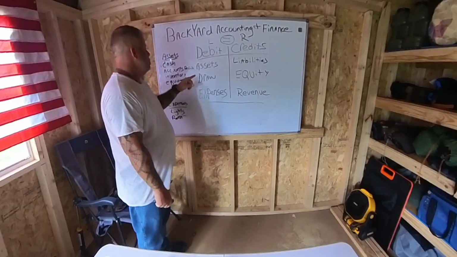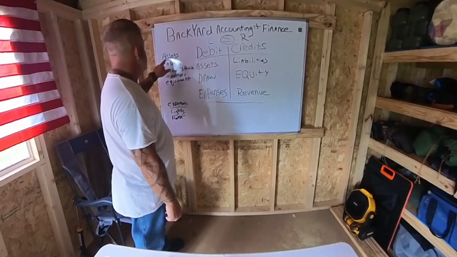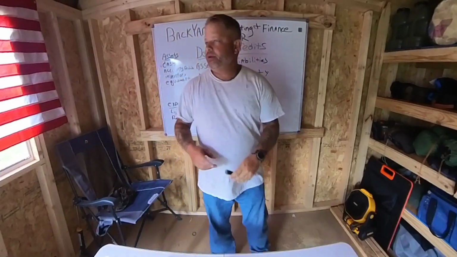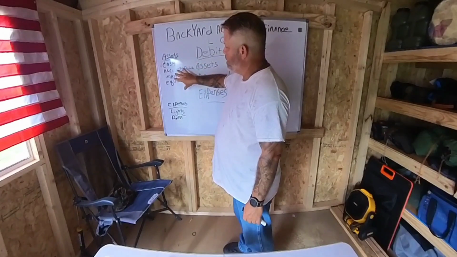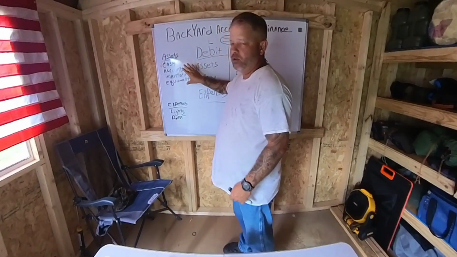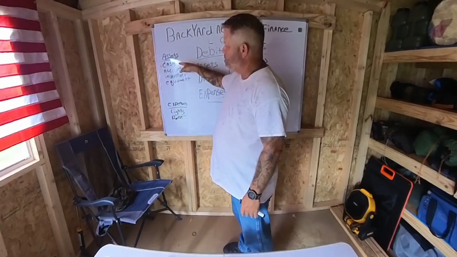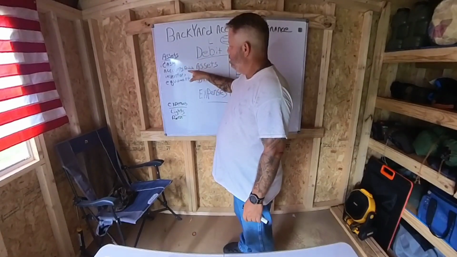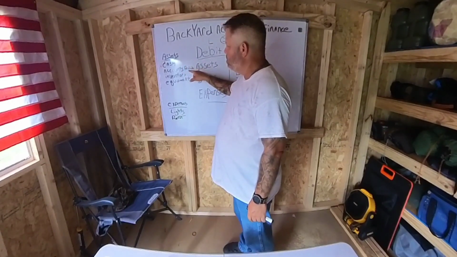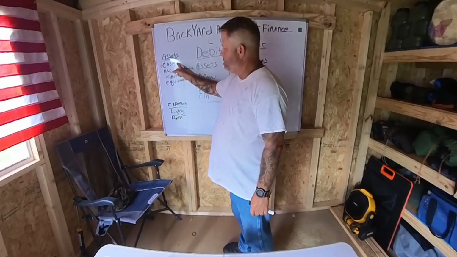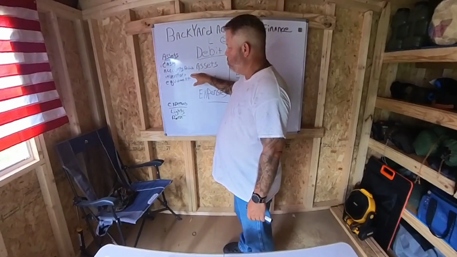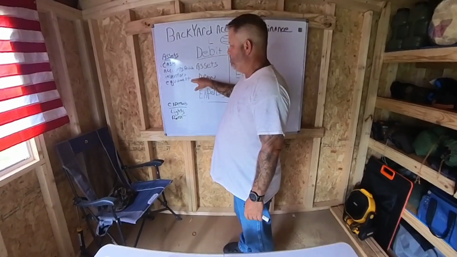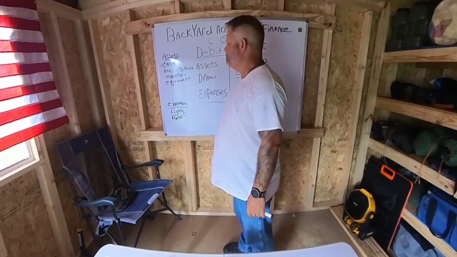Now, when we look at assets, these are just partial examples, but these are the ones that are going to pop up the most. Cash is going to be the biggest one. Your accounts receivable will actually be an A, then a slash, and then an R. Then you have inventory, and you have equipment after that.